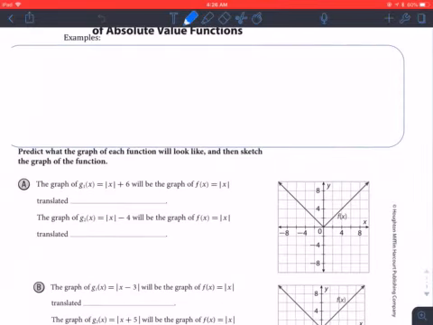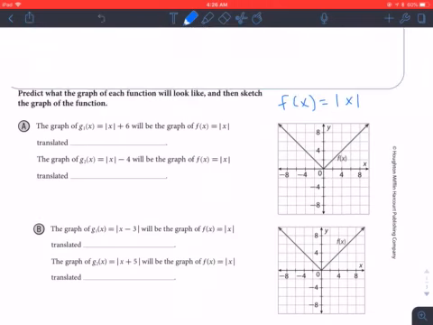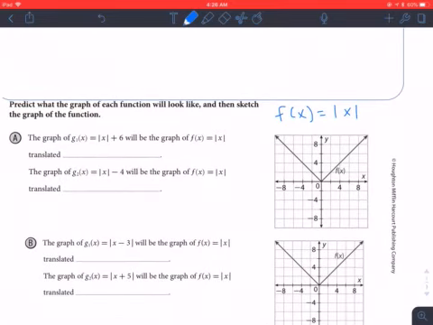Alright, so we're working with the absolute value function. So remember, the parent function for absolute value is f of x equals the absolute value of x. And you'll notice with each of these graphs, the parent function is already graphed. So you should know how to graph that parent function, and you know a few of the points. So you know -1, y is 1, because the absolute value of -1 is 1. When x is 0, y is 0. When x is 1, y is 1. So that's these points right here.